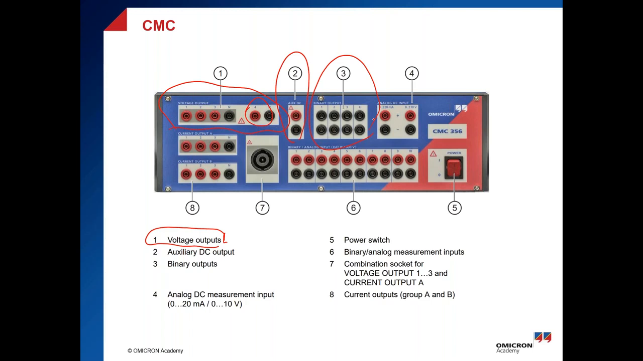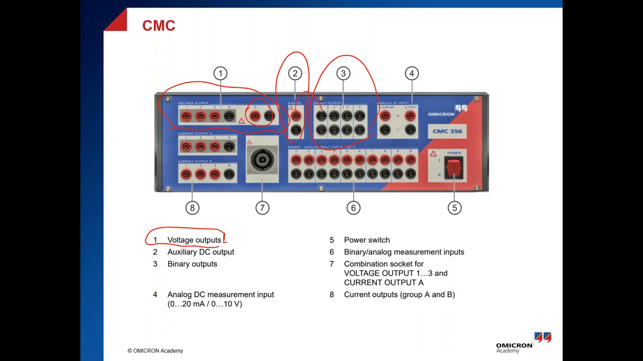These potential free contacts can be used to actuate binary input to the protection relay or the device under test, and this can be programmed easily by using the test universe or even CM control, any kind of control software for the CMC. In cooperation with the auxiliary DC, we can use it very easily.